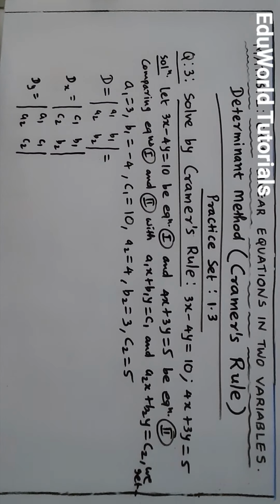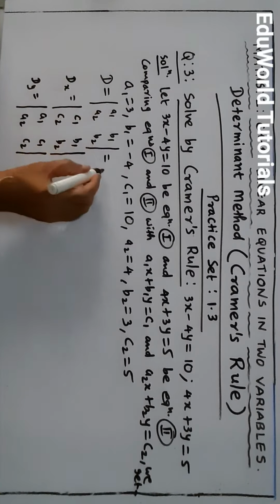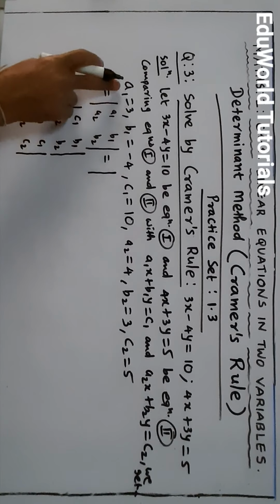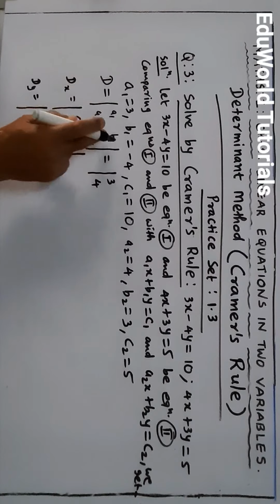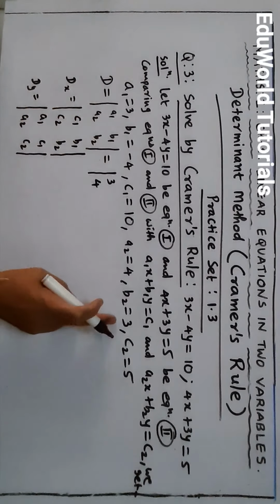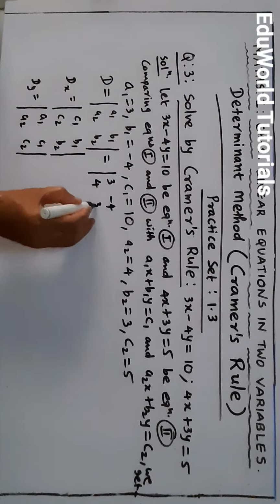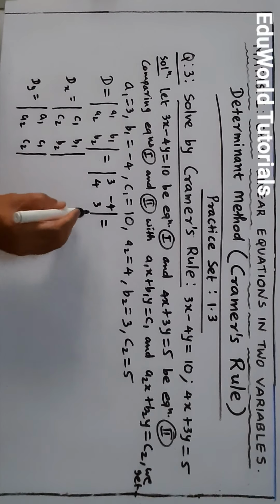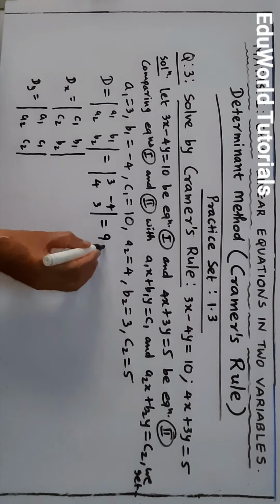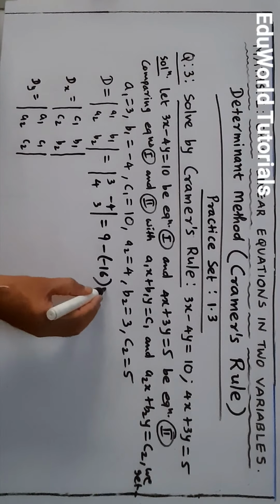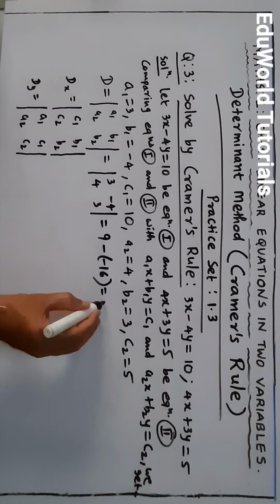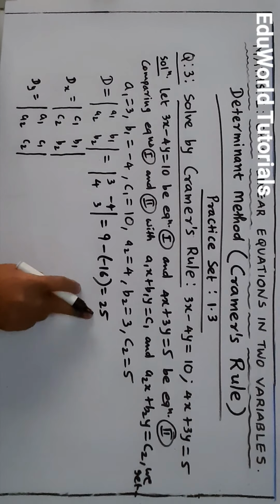So D will be A1, A2, B1, B2, which is equal to 3, 4, minus 4 and 3. What is the value of this determinant? 3 3s are 9, minus 4 4s are 16, minus 16, and this is 9 plus 16. 9 plus 16 will be 25. I am writing for short.